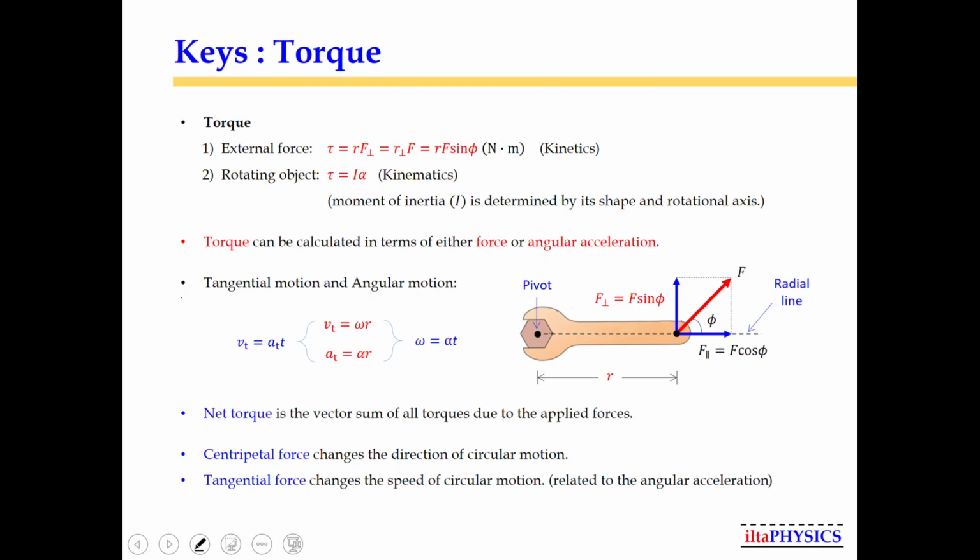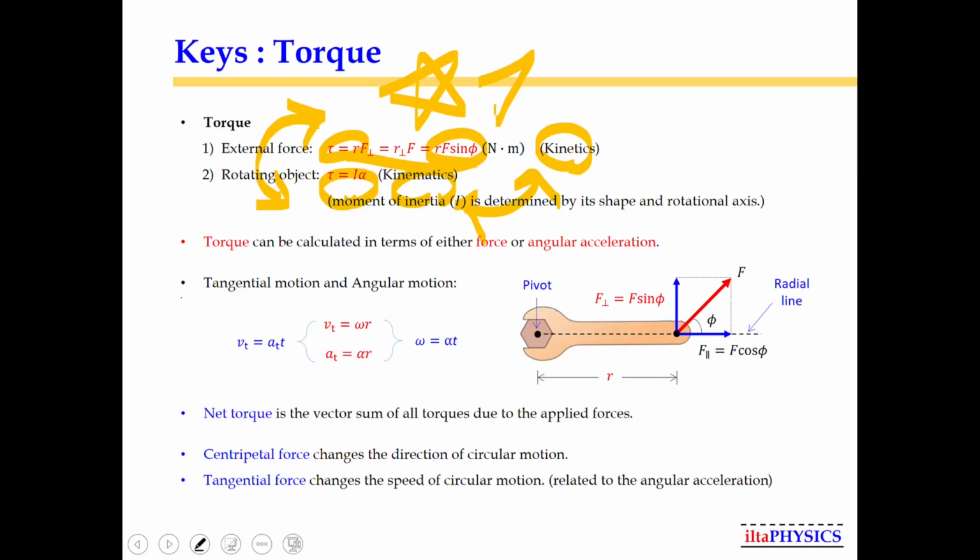The most typical way to solve torque problems is to calculate torque from both the kinetic and kinematic perspectives for the same motion and then link them together. So please keep that strategy in mind.